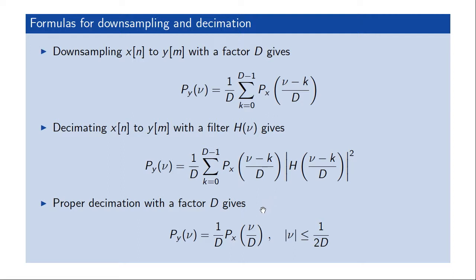And specifically, if you look into the range of plus or minus 1 over 2 times the downsampling factor, so the range of frequencies that we can accurately represent in the downsampled signal, we have the same result as we had in the deterministic case, namely that the power spectrum of the output is just 1 over d times the power spectrum of the input scaled in frequency. And this corresponds to the discrete time Fourier transform formula that we had in the deterministic case.